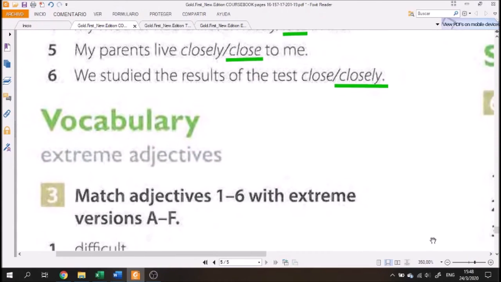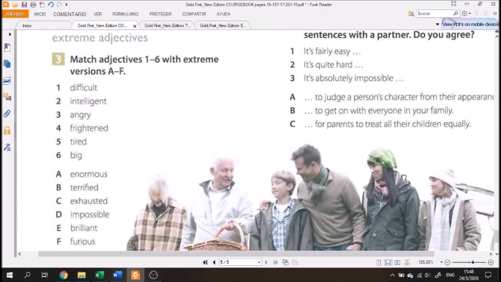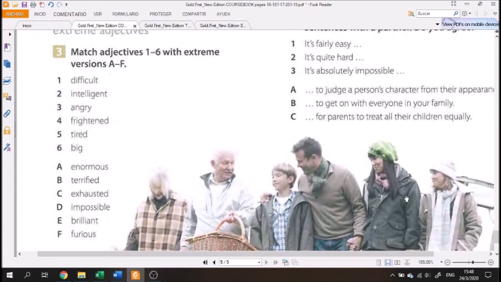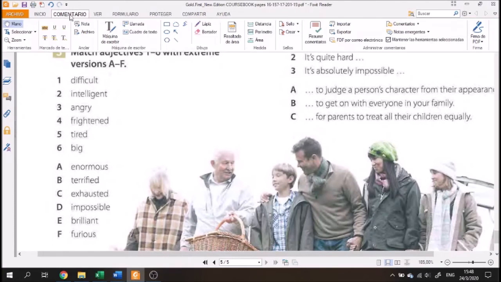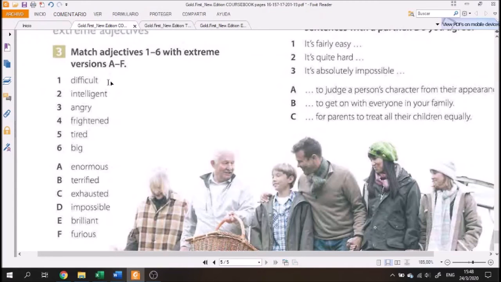Okay, on the other hand, we have the extreme adjectives. You know, at this point in our life, we can't continue using simple adjectives. There are situations that make it necessary for us to use more complex words. What about difficult? What would you match difficult with? Difficult A, enormous. Difficult, terrified, exhausted, impossible, brilliant, or furious. Tell me in the chat, 1A, 1B, 1C, whatever you consider.